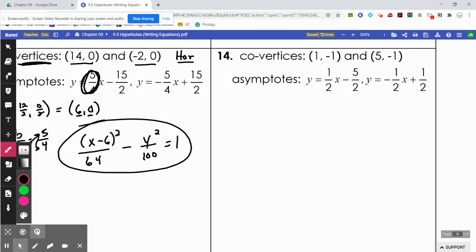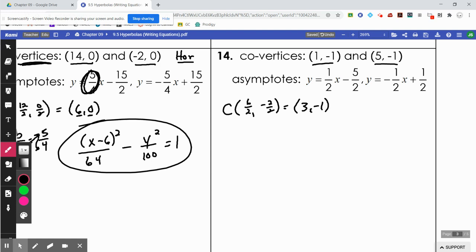Okay, number 14, you're given the covertices. So the covertices are (1, -1) and (5, -1). So that makes the center the middle of that. Add your x's, 6 divided by 2, add your y's, gives you -2 divided by 2. So the center is going to be located at (3, -1). Next up, let's determine if this is going to be a horizontal or a vertical hyperbola. So the covertices (1, -1) and (5, -1) are horizontal of each other. So that means the vertices will be vertical of each other. So that means that this is going to be a vertical hyperbola.